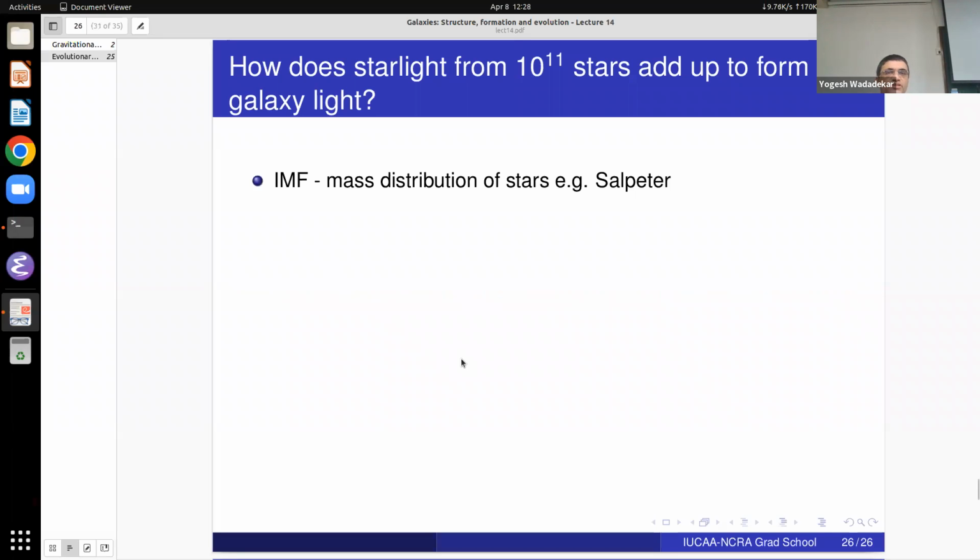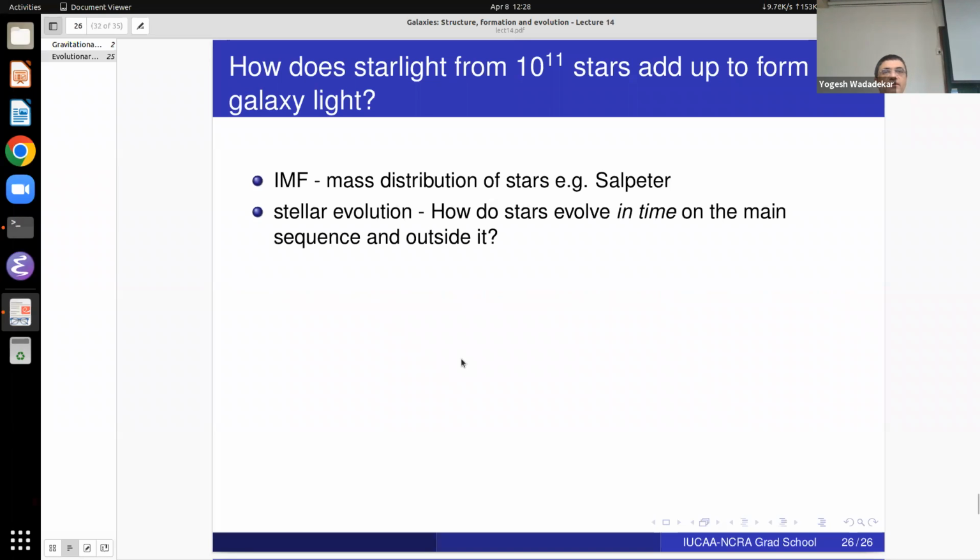So yes, the amount of dust that is there is also important. So let's see if we have captured all of them. First of all, we need to know the IMF. We also need to know stellar evolution, which means how stars evolve in time on the main sequence and outside it. So you need the whole stellar history. It's not enough to know that so many stars formed today and so many stars formed 100 million years ago. You need to know, once a star forms, as a function of mass, how much time it spends on the main sequence and how much time it spends outside of it. Because their color, luminosity, spectrum, everything varies.